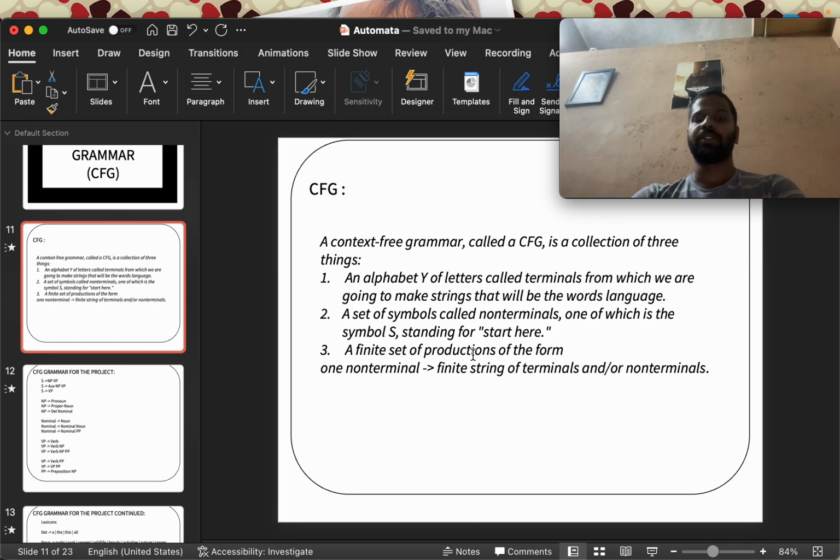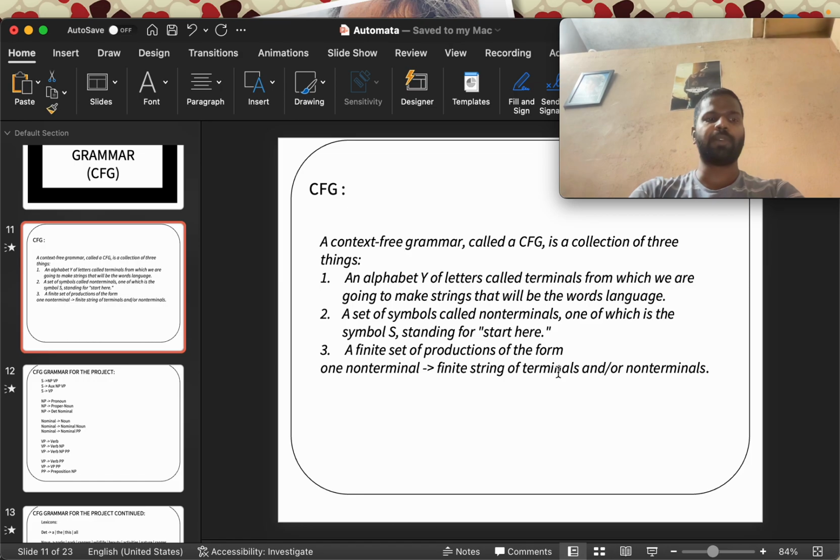A finite set of productions of the form: one non-terminal should be replaced by a finite string of terminals and/or non-terminals. A context-free grammar is a formal grammar framework used to describe the syntax or structure of a language. It consists of a set of production rules that specify how to generate valid sentences in a language. A CFG is composed of terminal symbols, non-terminal symbols, a start symbol, and production rules.